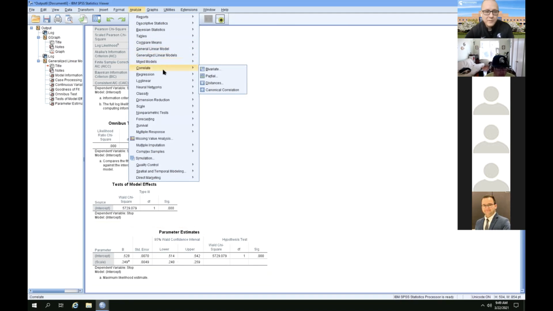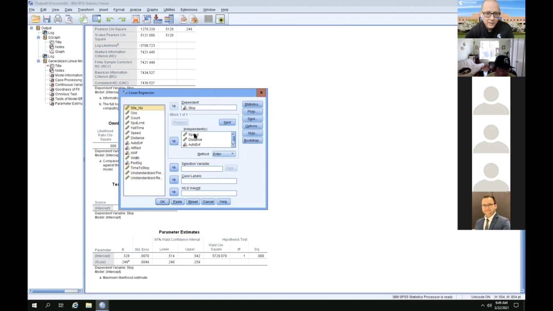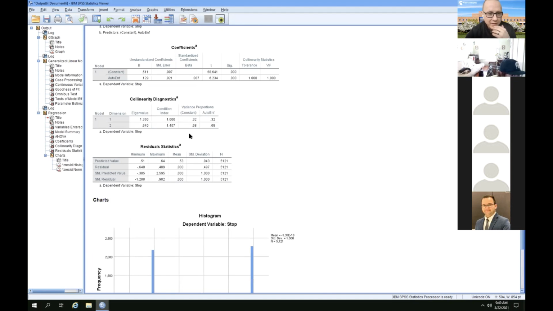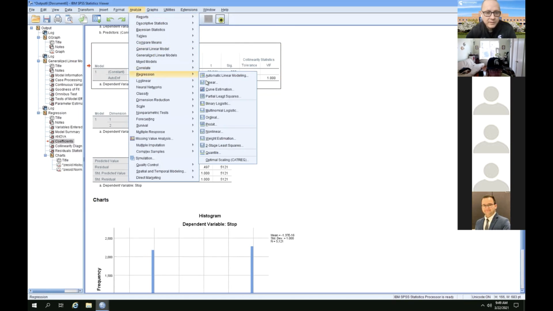And so as we start adding variables to that model, in an easy, straightforward way here, let's say we look at the auto enforcement. In this case, we'll find our constant term is 0.511 and our auto enforcement term is 0.129. And so what that says is sites that don't have auto enforcement, roughly 51.1% of drivers stop. Sites with auto enforcement, that increases to roughly 64%, right?